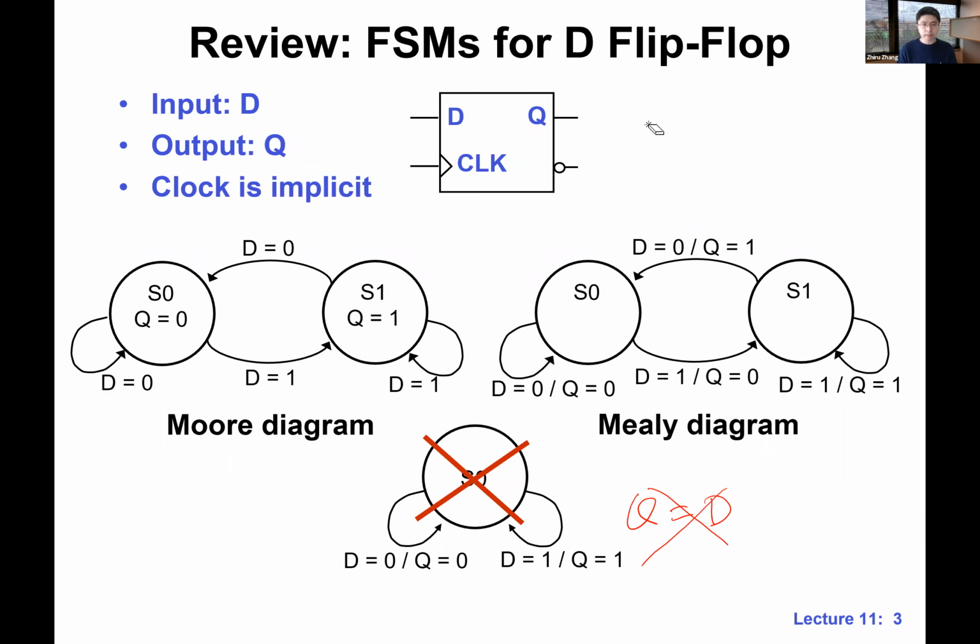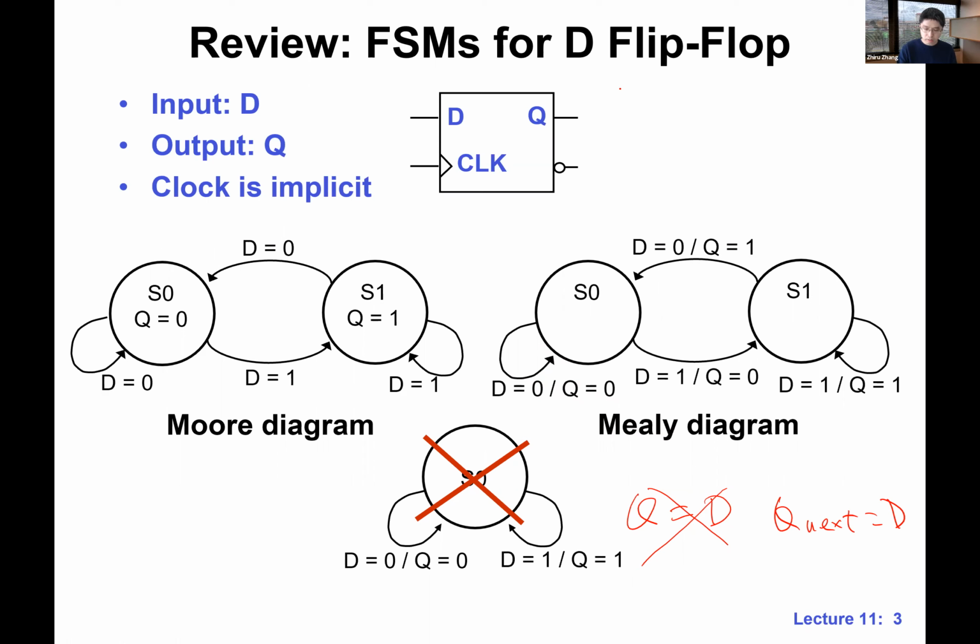So the reason this is incorrect is that Q cannot be directly connected to D, because think about the definition of the D flip-flop when we first introduced it. Q next equals D. This is the right equation. If you translate it into the new terms that we are familiar with now, with FSM, we really have something like this.